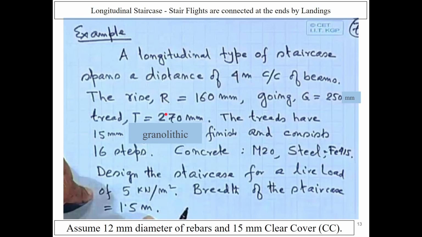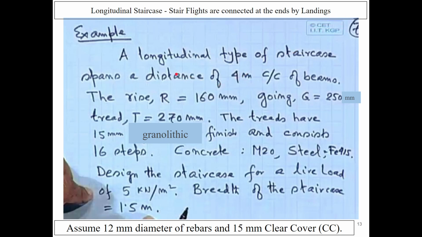Okay, so the problem is a longitudinal type of staircase. Longitudinal basically means a staircase which is straight. Firstly it is straight, and secondly the flights, or the stair, are connected at the ends, not at the transverse portion, and that too through landings. If that happens, then it is called a longitudinal staircase, because the stairs are connected at the ends by the landings.